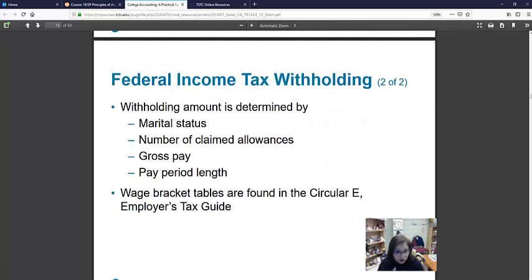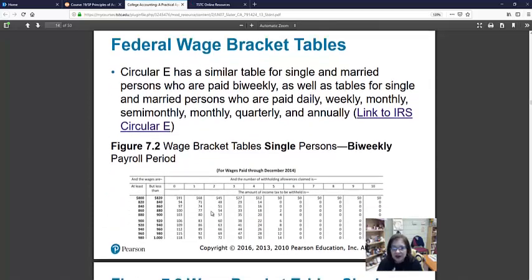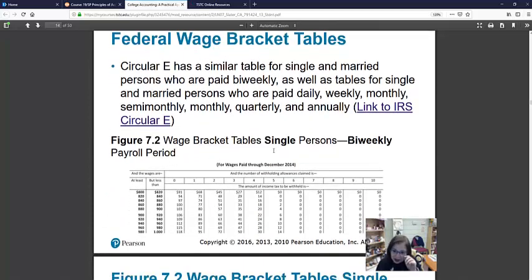Oh, by the way, those withholding tax rates change every year. Again, withholding is determined by marital status, number of allowances, gross pay, and pay period length. Okay? And usually you're going to see that in Circular E, Employer's Tax Guide. These are what they look like, the wage bracket tables.